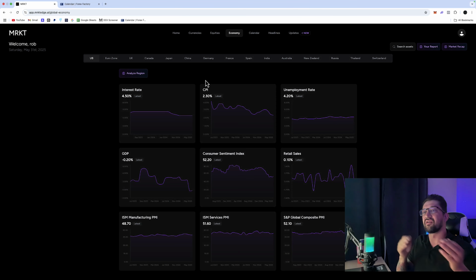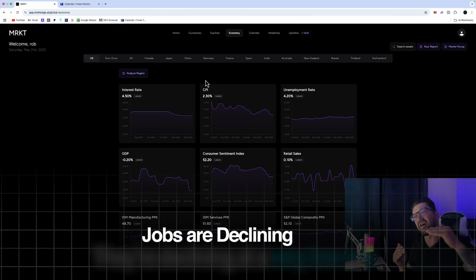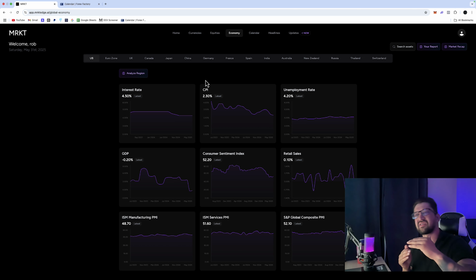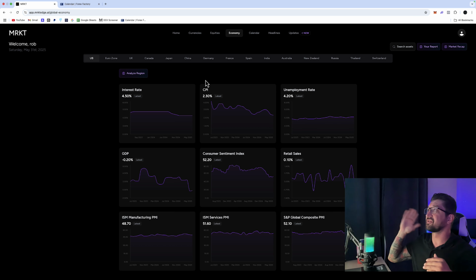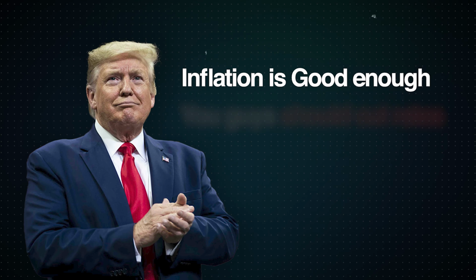The reason the Fed's not in a hurry to cut interest rates is because while jobs are declining, they're declining at a very low rate. Whereas if jobs just went off the charts and came way down, the Fed would cut right away to save the job market. They don't have to do that because the job market's fairly stable. Inflation's at 2.3, as you can see on my chart right now. The chart is coming down. Trump's basically saying inflation's good enough, you guys should cut rates.